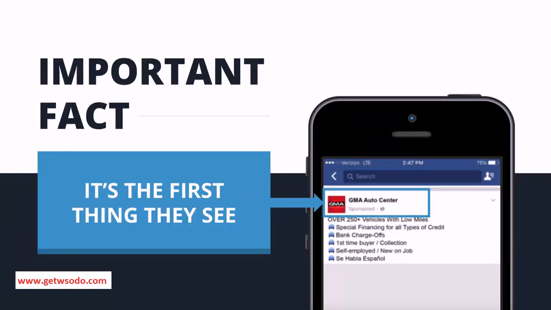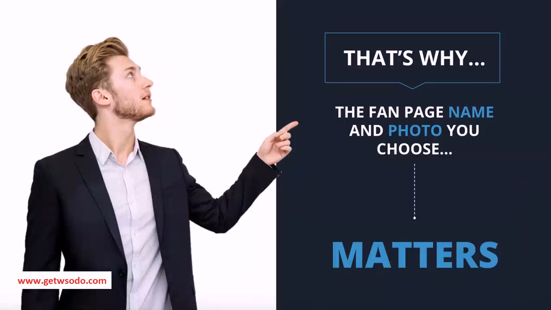Now, what's important is this Facebook page is the first thing that the user actually sees. If you notice at this example, the GMA Auto Center, it's the brand name, it's the logo, it's one of the first things they see. And we'll dive into that, and I'll share a little advanced tip at the end of this module regarding your Facebook fan pages. So it's important that you name the page well, and it has a good logo.